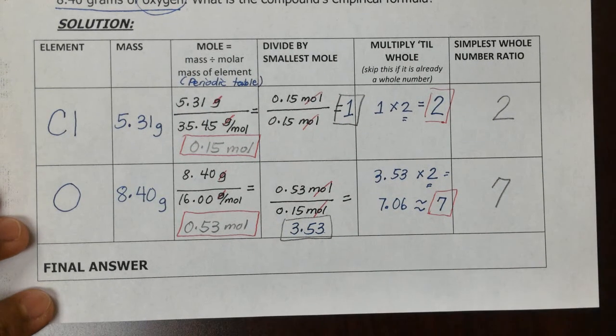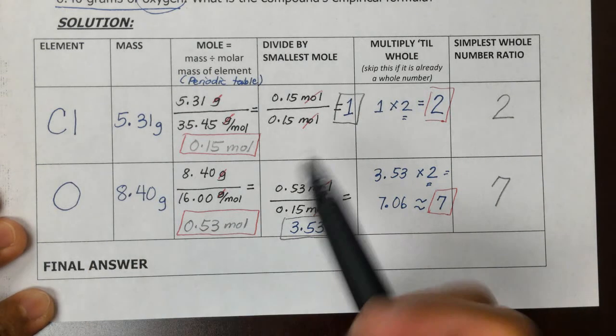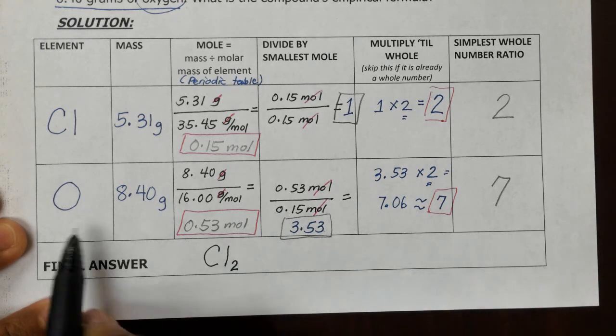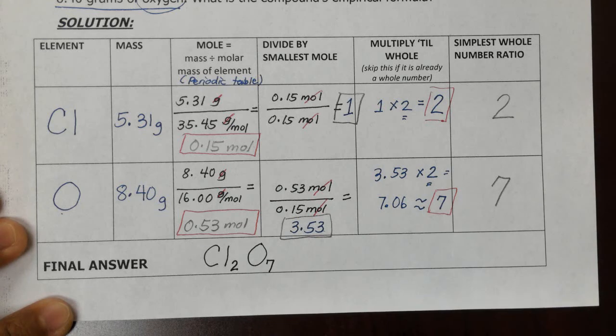And that leads us to the final answer here: that 2 will be the subscript of Cl, so that will become Cl subscript 2, and O will have a subscript of 7. So O becomes a 7.